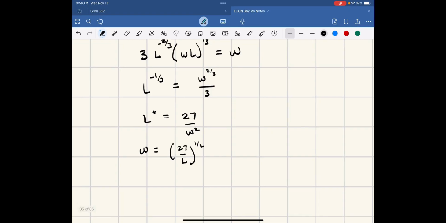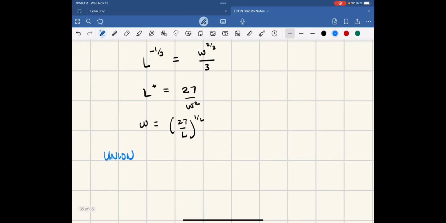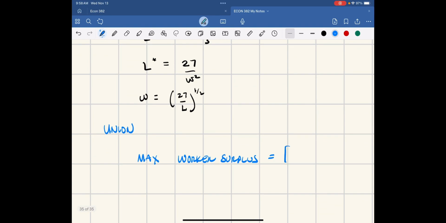Now when we think of the union's maximization problem, they are trying to maximize worker surplus. And this is equal to W minus the costs times L. So that's the generic form that the union's trying to do. So this is the union's problem.